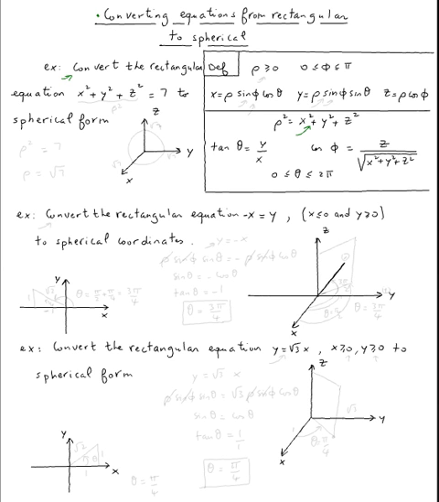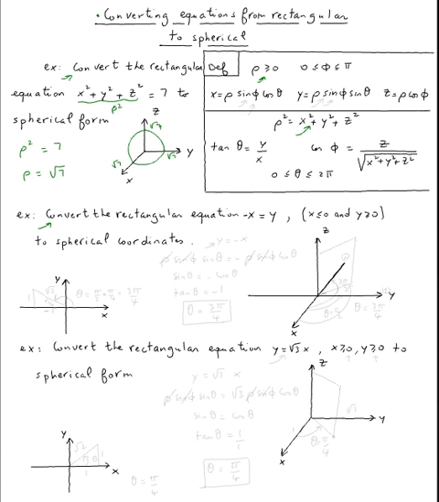We need to use x squared plus y squared plus z squared is equal to rho squared. So this whole thing is just rho squared. So rho squared is equal to 7. We know that rho is always positive, so it cannot be negative square root of 7. So rho will be equal to square root of 7. So how do we graph it? Square root of 7, square root of 7, square root of 7. So it will be this sphere.